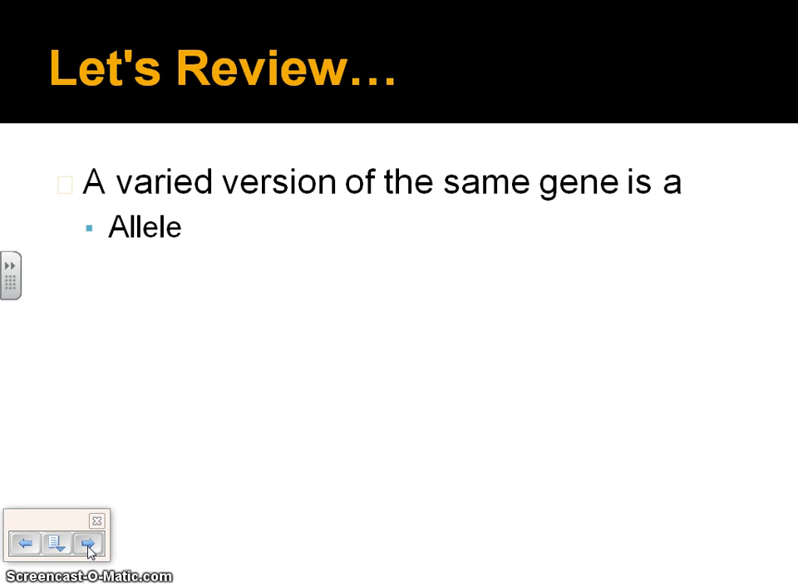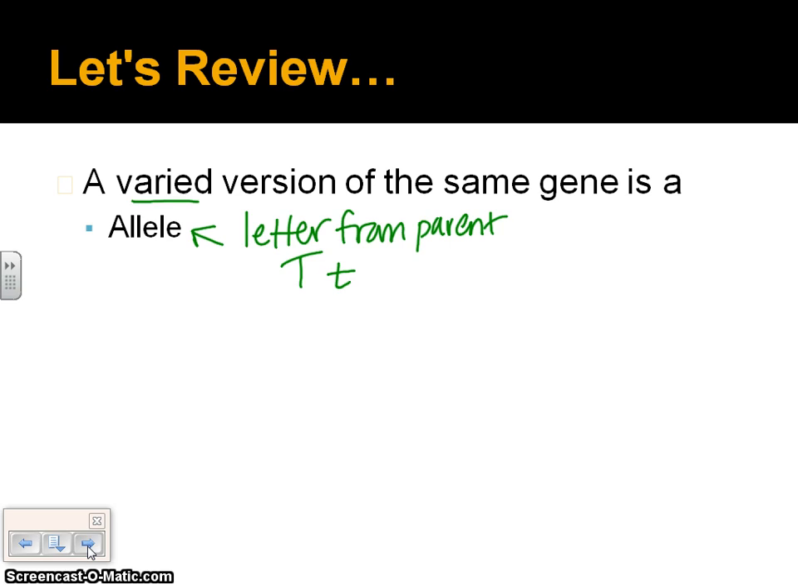So when we get these genes from our parents, we get varied genes from our parents. And these varied genes are called alleles. I like to reference alleles as like the letter from the parent, you know, like big T or little t. So a way to reduce this is just a varied version of the same gene is called an allele. So you might get one allele from your father that is dominant, right? And then the one from your mom is recessive.